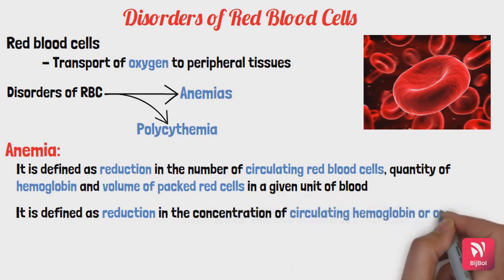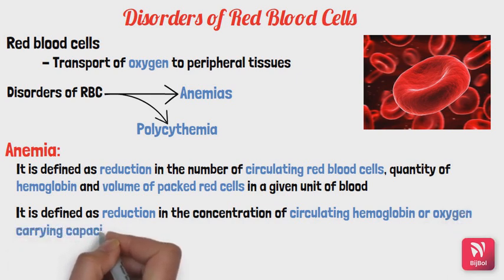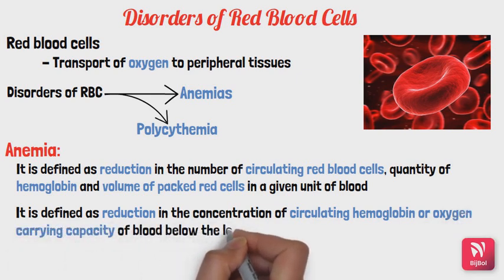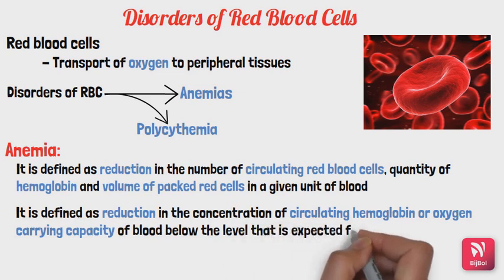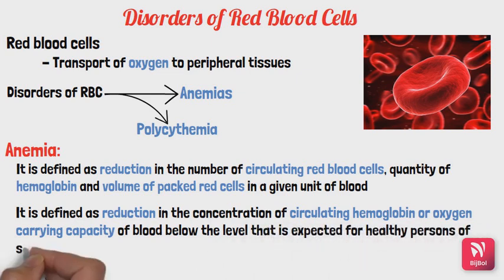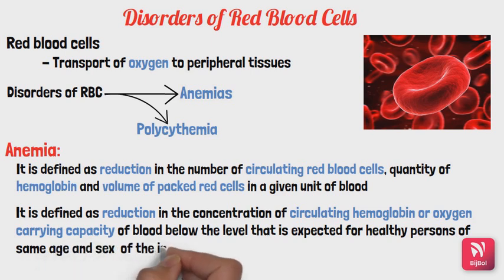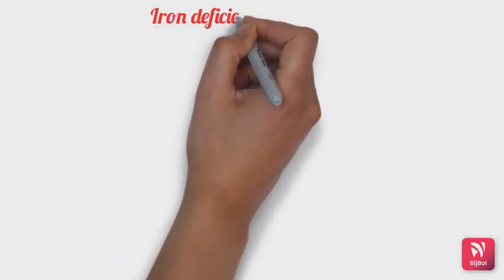And the second definition is, it is defined as a reduction in the concentration of circulating hemoglobin or oxygen carrying capacity of the blood below the level that is expected for healthy persons of the same age and sex of the individual. So what are they saying here? There is a reduction in the hemoglobin. As hemoglobin carries oxygen, a reduction in hemoglobin also reduces the oxygen carrying capacity, and there are some values given for hemoglobin for the same age and the same sex, that is, for males and females. If it goes below that, then it is called anemia.